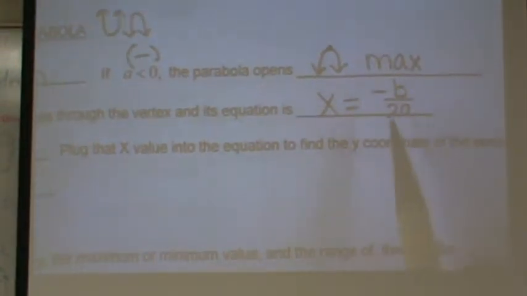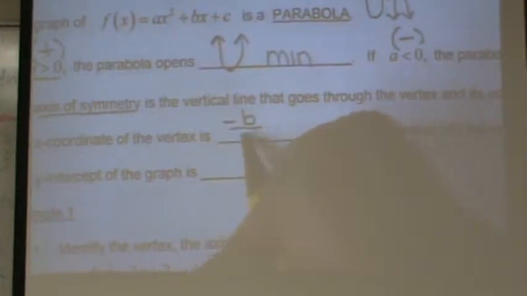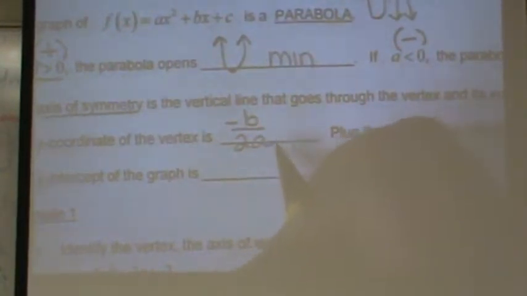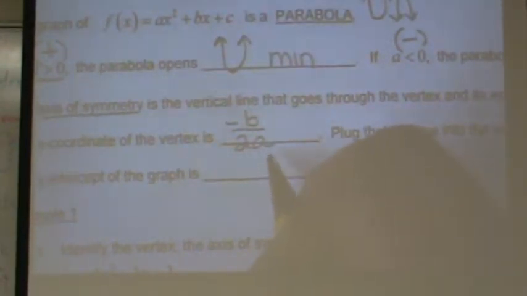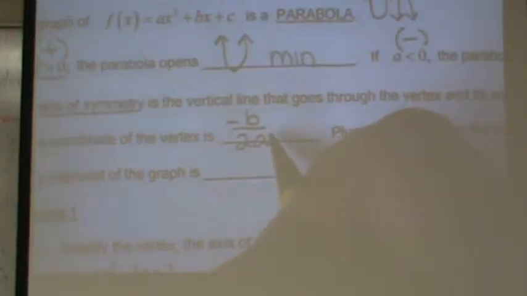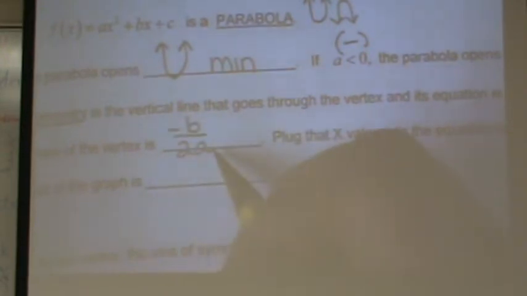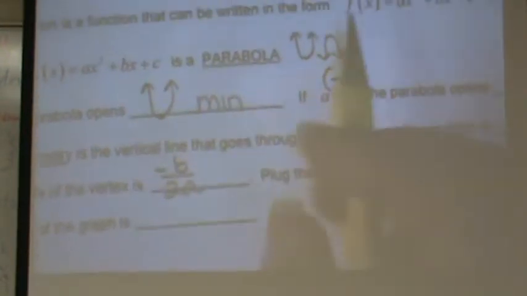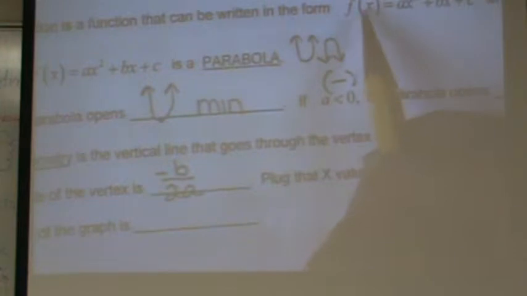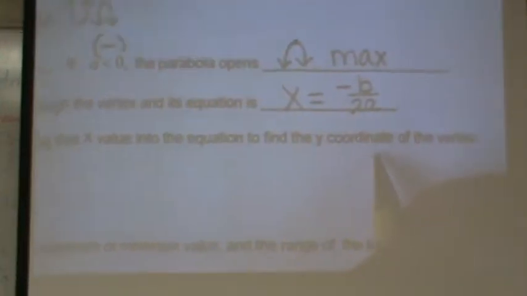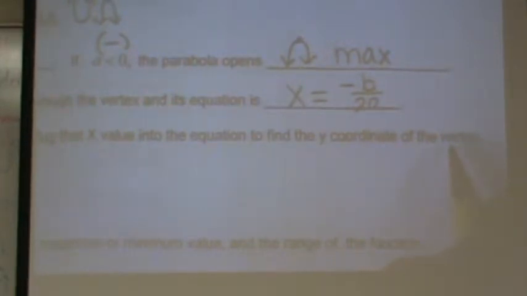So now, when we find the vertex, we will use the axis of symmetry for the x-coordinate. When you get your negative b over 2a, that's going to be the x value of your vertex. The y value will be found by taking this x value, which will be a number, and plugging it into the equation to find f of x, which is your y value.